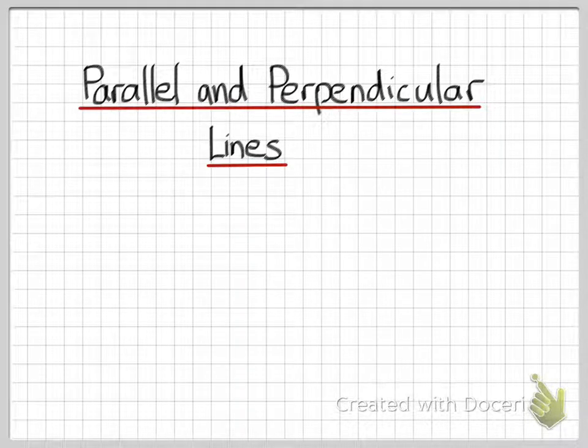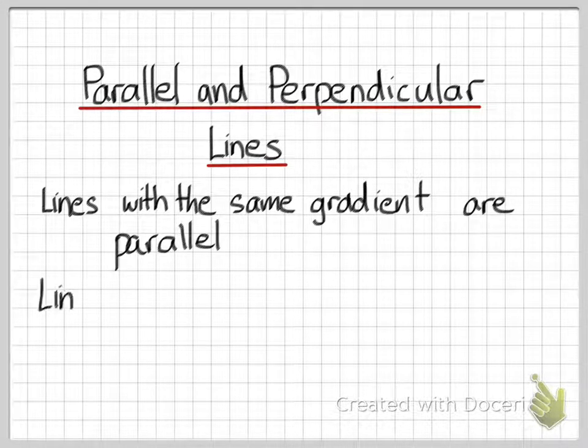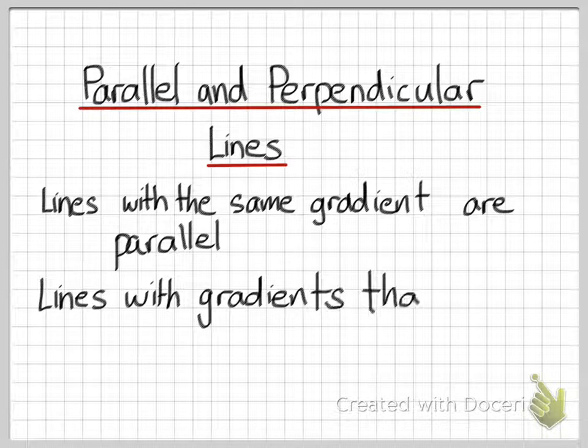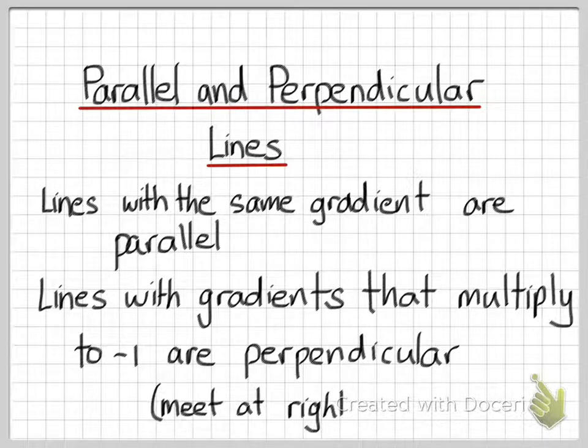Looking at parallel and perpendicular lines. Lines with the same gradient are parallel, and lines that are perpendicular have gradients that multiply to -1. That means they meet at right angles.